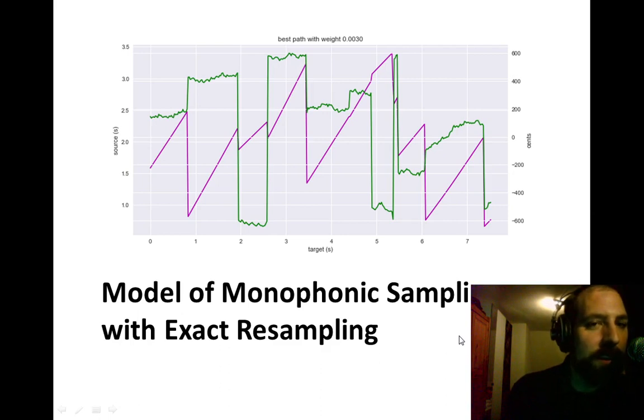And so here I'm going to explain a little bit about this particular model that I used to synthesize, which here is monophonic sampling with exact resampling. Exact resampling just means that the tape position always evolves forward exactly with the tape speed, so there's no phasiness. And we can see from this picture that at certain points the sampler is jumping from one point to a different point in the tape, and that's a feature of the model.